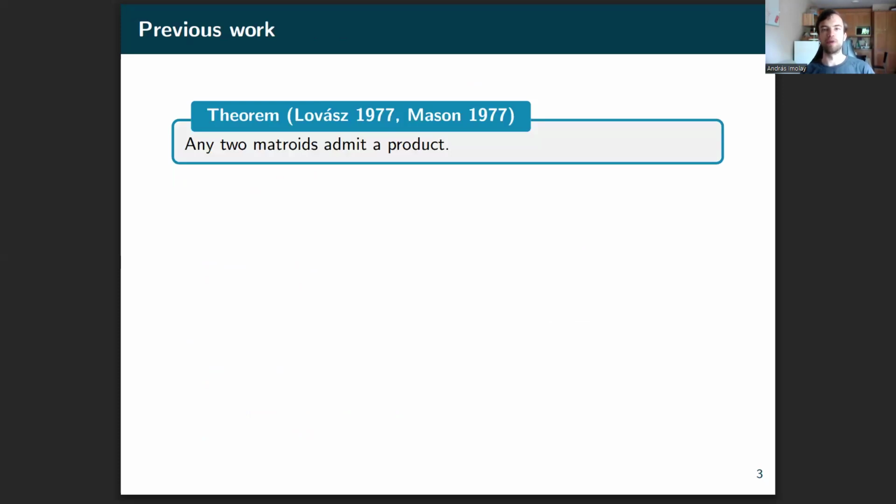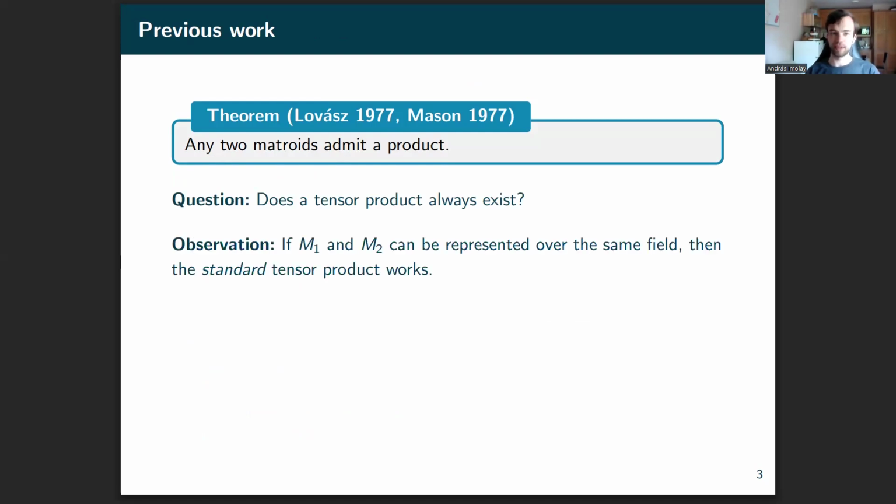So what do we know about this matroid product? Lovász and Mason proved that any two matroids admit a product, but it remained open whether a tensor product always exists. And for representable matroids, it's easy to see that actually this is the case. If we have two matroids that can be represented over the same field, then we can define the tensor product in the linear algebraic sense, and it's easy to prove that it actually gives a tensor product in the matroid theoretic sense as well.